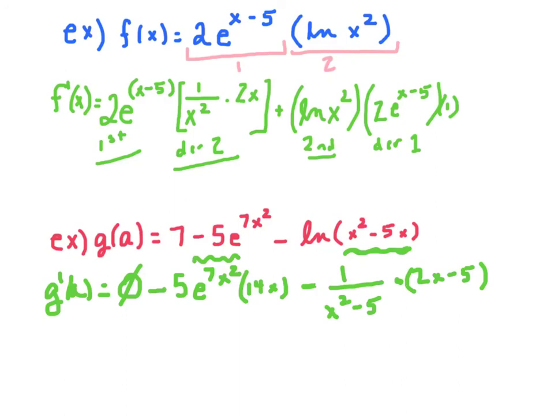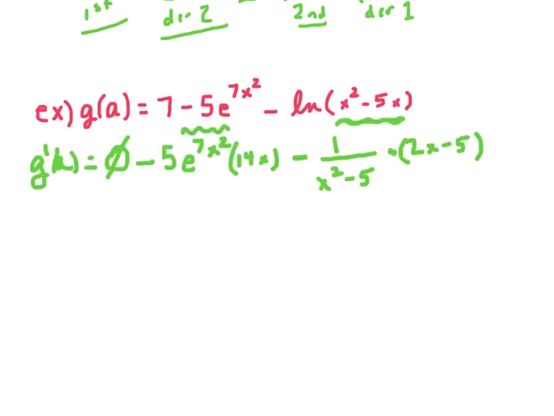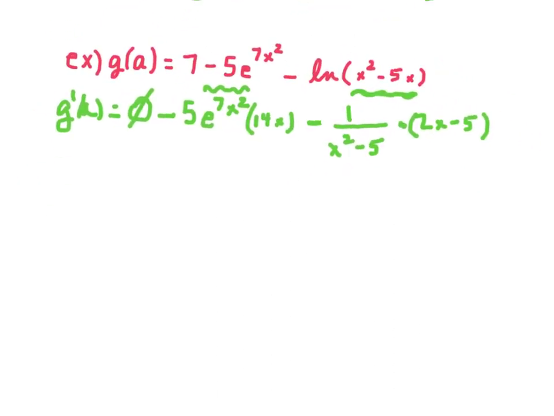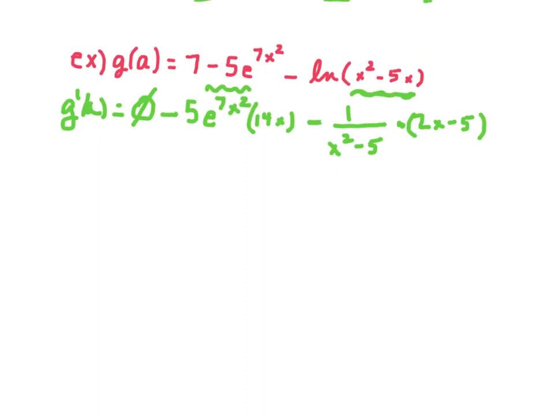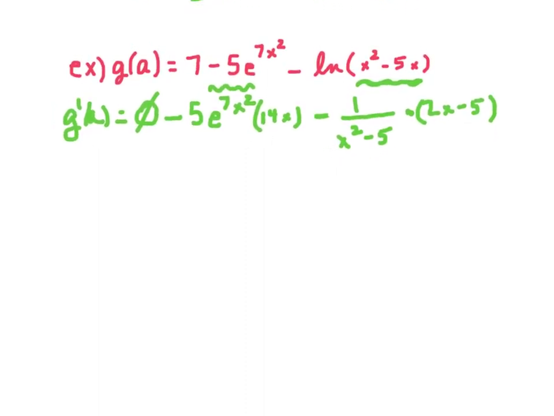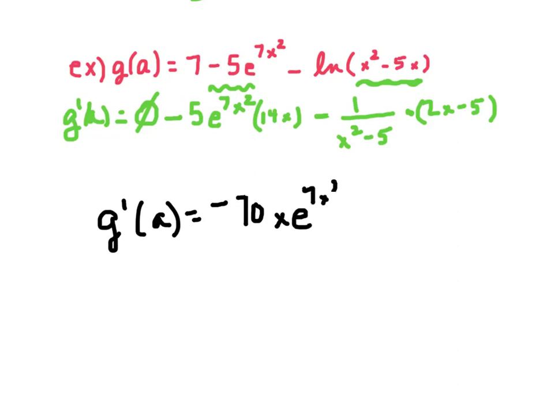The other thing that I want to point out that some of you may already understand is that sometimes when we look at our answers in WebAssign, they don't always look exactly like what we have. So let me make sure that you understand how you might see something written in WebAssign. WebAssign perhaps would take and basically say g prime of a is equal to negative 70x e to the 7x squared. And think about what they did.